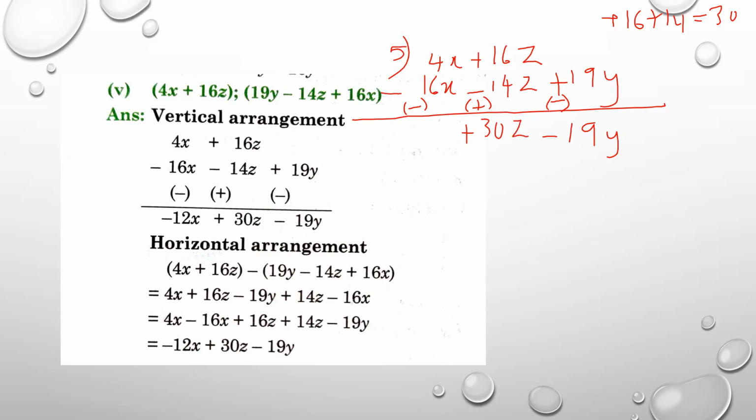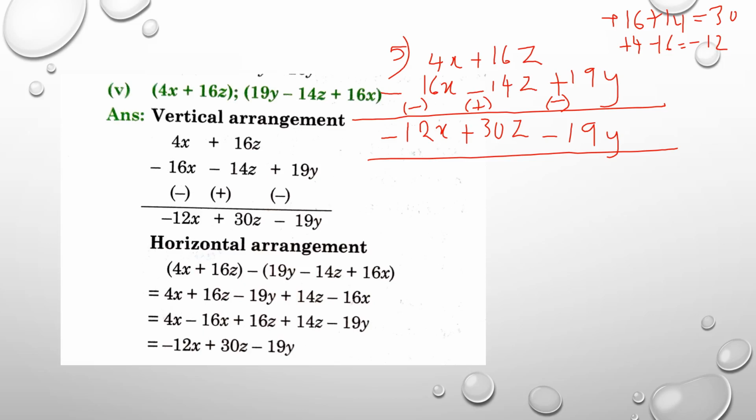And my plus 4 minus 16. What you have to do? Subtraction. So 16 minus 4 is what? 12. 16 is the bigger number. Before that, which sign is there? Minus sign is there. So minus 12x. So this is your answer.